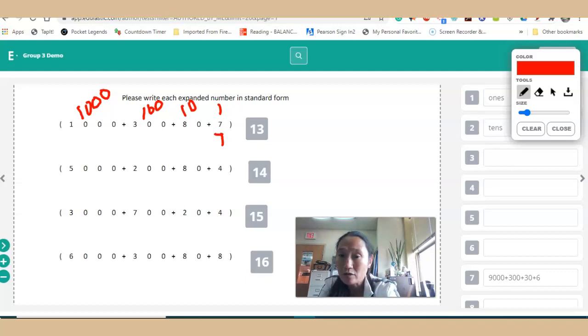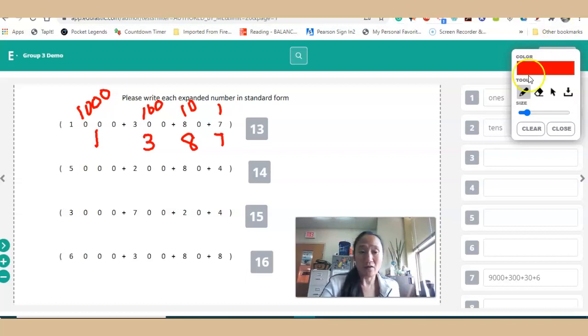Well, I have one group of 7. How many groups of 10 are there in 80? Well, there are 8 groups of 10 in 80. How many groups of 100 in 300? I have 3 groups of 100 in 300. How many groups of 1,000 are there in 1,000? Well, there's one group of 1,000 in 1,000.